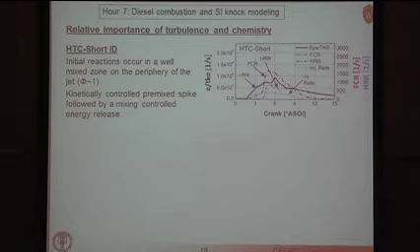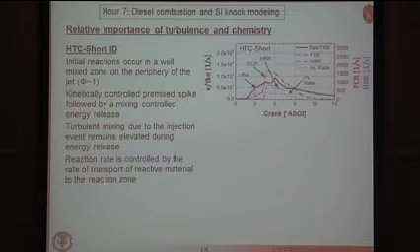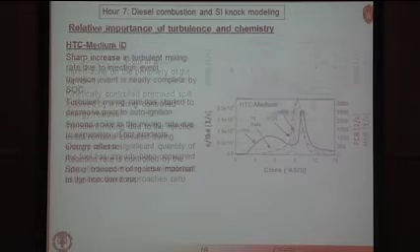So, a kinetically controlled premix spike followed by mixing-controlled energy release, as we saw before. The turbulent mixing is due to the injection event, and it stays elevated as long as we keep injecting, and then it dies away. As we expect, the rate of combustion is controlled by the rate at which we transport reactive material into the reaction zone. That's what our turbulence model does.